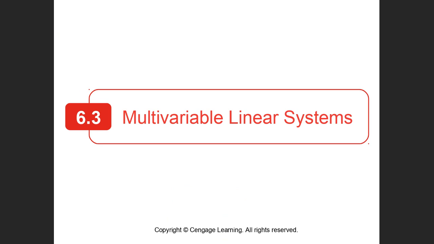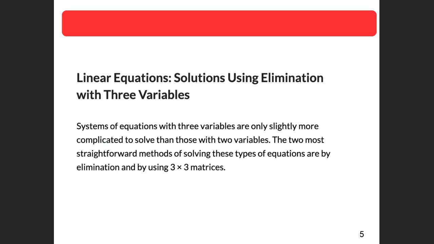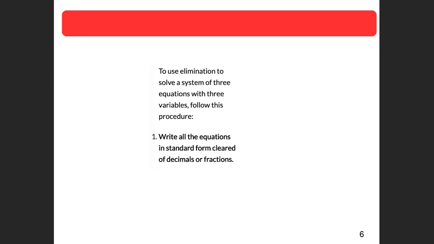This week, we're going to be talking about multivariable linear systems, which means there's more than 2 variables. You're going to end up with an x, a y, and a z, and you're going to solve those. So linear equations, solutions using elimination with 3 variables. Systems of equations with 3 variables are only slightly more complicated to solve than those with 2 variables. The 2 most straightforward methods of solving these types of equations are by elimination and by using 3x3 matrices. We're going to be using the elimination method. We're not going to get into matrices to solve, but they are an interesting way to solve a system.